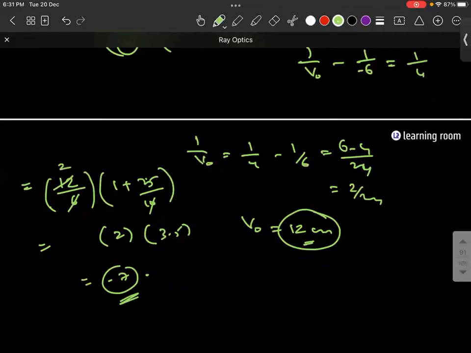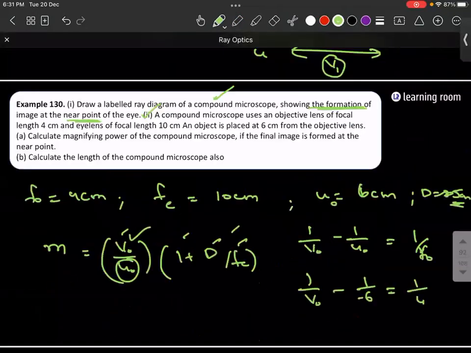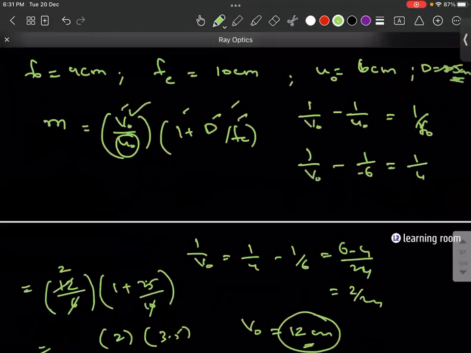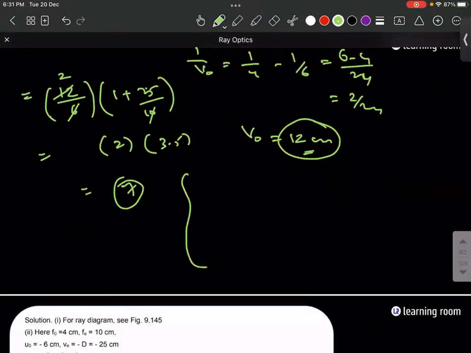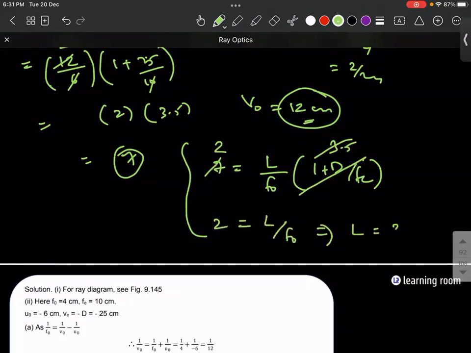So this is the answer for magnifying power. Calculate the length of the compound microscope. So length, how will you calculate that? M is equal to L divided by F naught into 1 plus D by FE. So 1 plus D by FE is 3.5. So this will cancel this 2. So 2 is equal to L divided by F naught, which implies L is equal to 2 into F naught. F naught is 4. So 8 centimeter will be the distance between them.